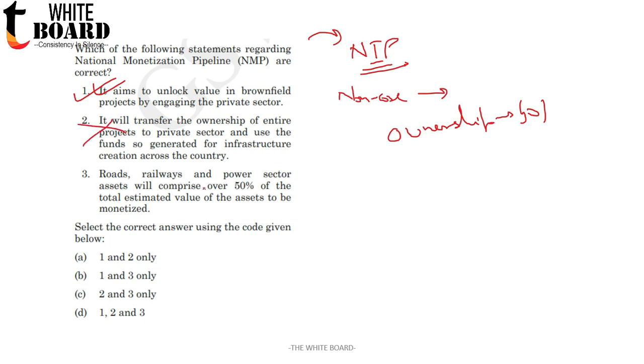Roads, railways, and power sector assets will comprise over 50% of the total estimated value of the assets to be monetized. Yes, it is correct. It is approximately about 66%. So 1 and 3 are correct.